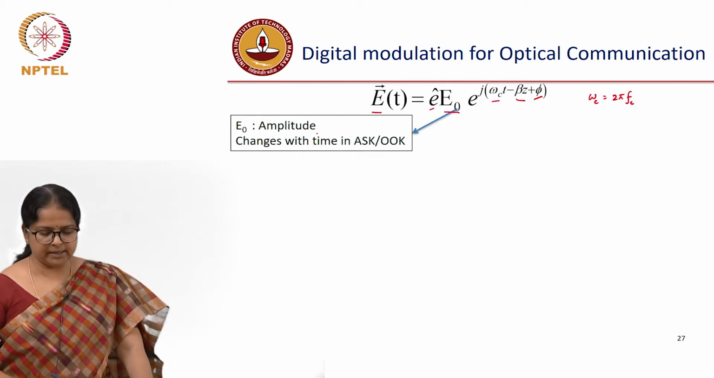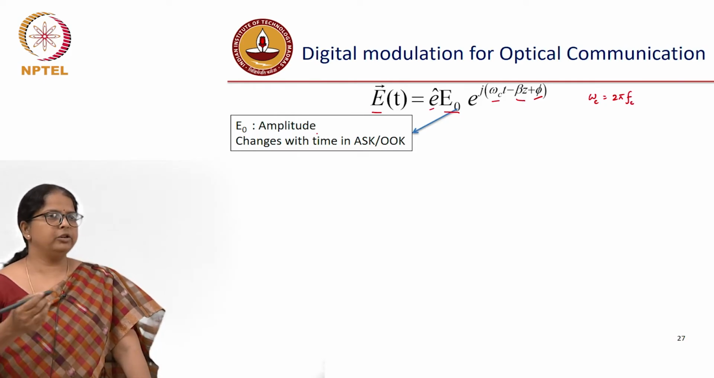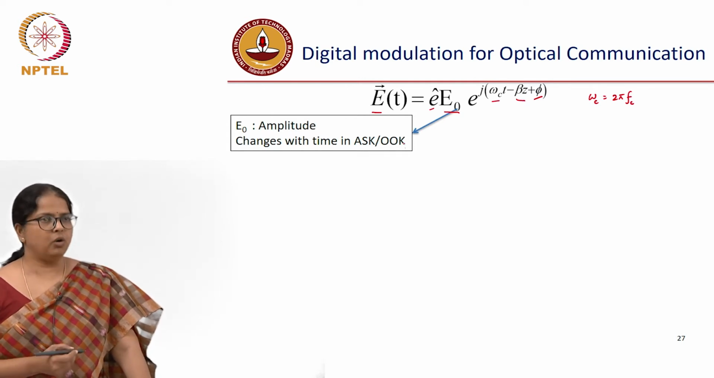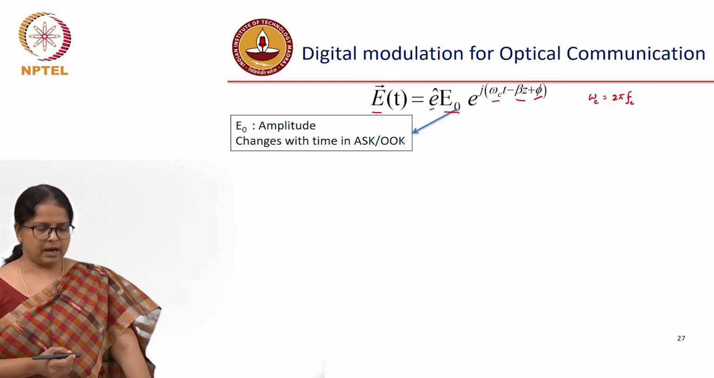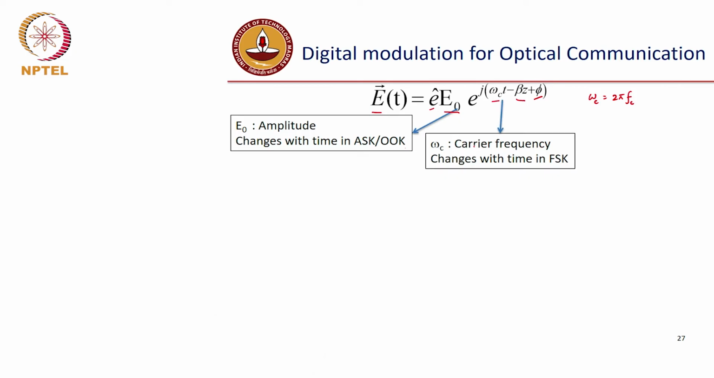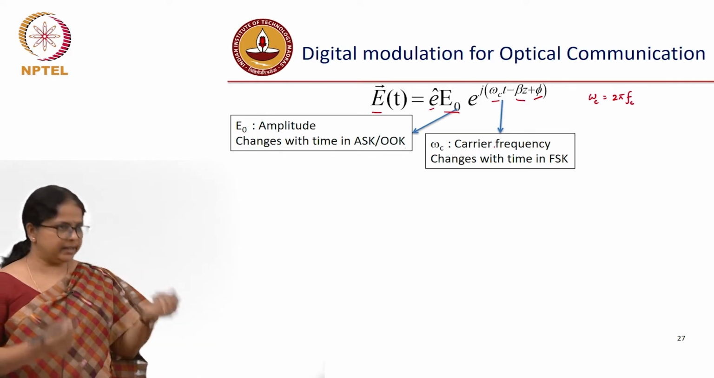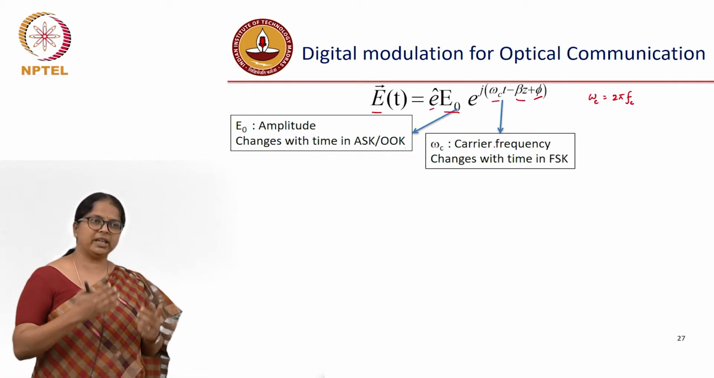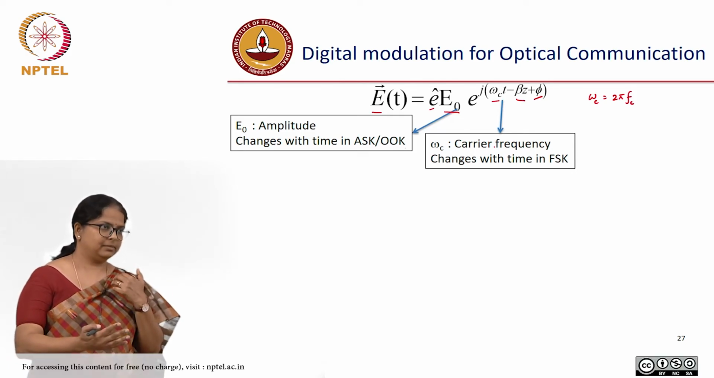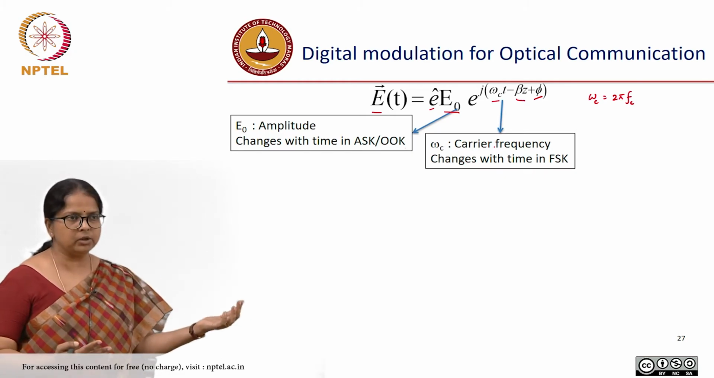If you modulate the amplitude depending on your 1 or 0, you get ASK. We have already seen this. It is also called OOK. So, I keep my amplitude on or off depending on whether I have a 1 or a 0, that is ASK. If I change my carrier frequency, which means I have to change the color of my light, right. If I change the carrier frequency depending on whether it is a 1 or a 0, I get FSK.